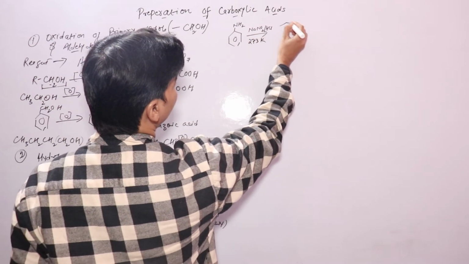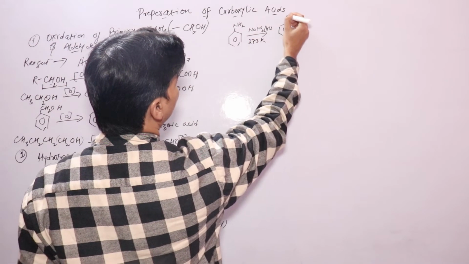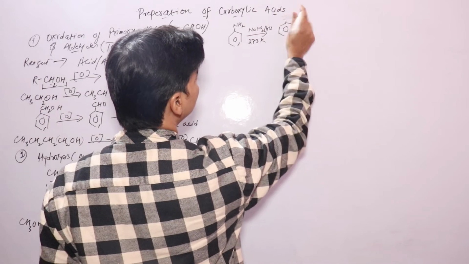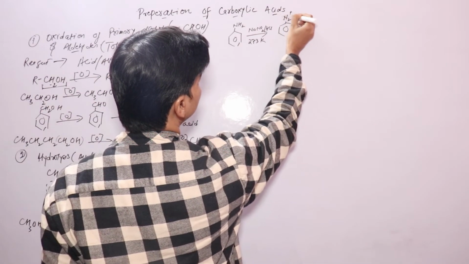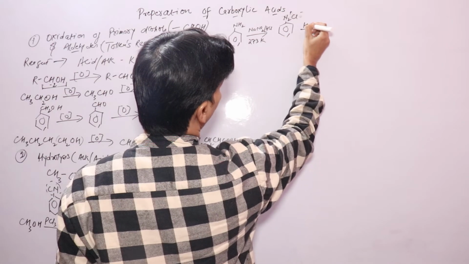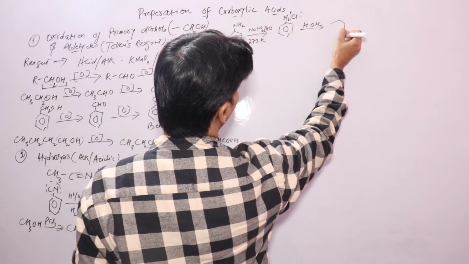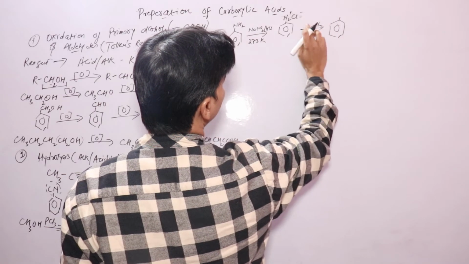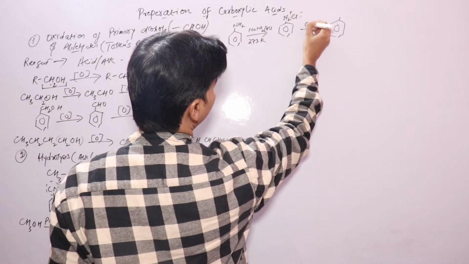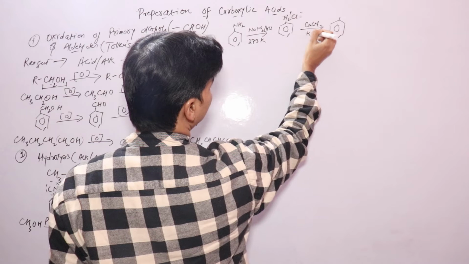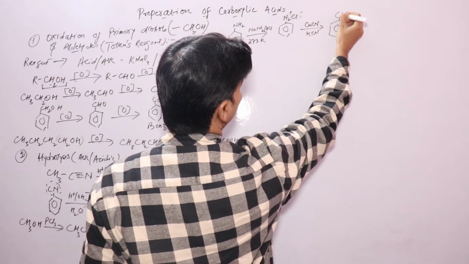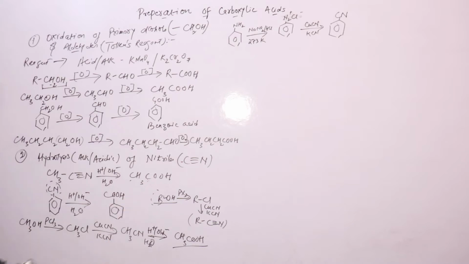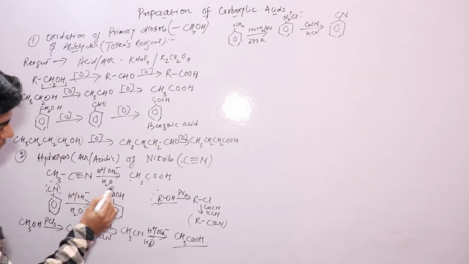At 273 kelvin, it will form benzene diazonium chloride, N2+ Cl-. This will not undergo hydrolysis, we are preparing cyanide, so it will react with copper cyanide and potassium cyanide to give you CN, benzonitrile. Now this benzonitrile will undergo hydrolysis to give you carboxylic acid.